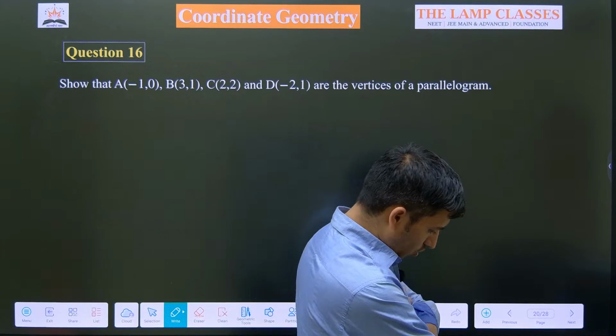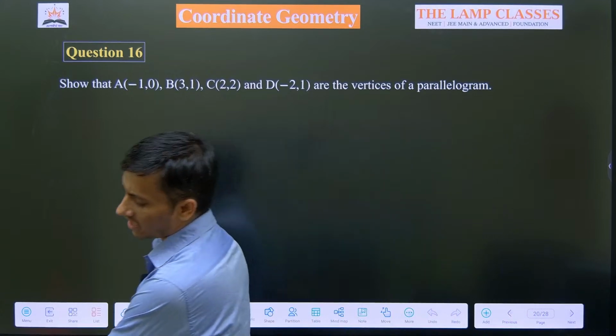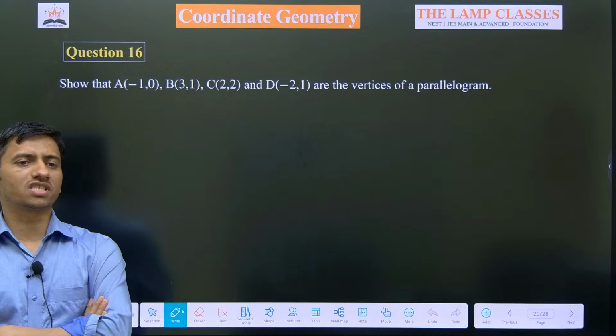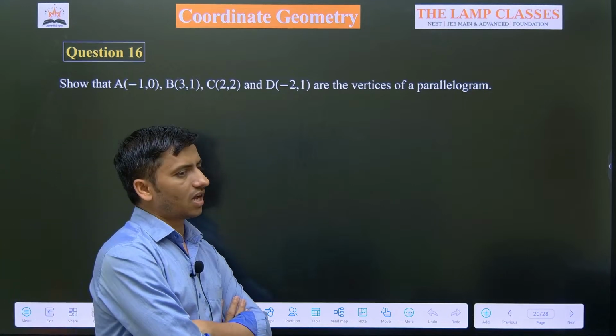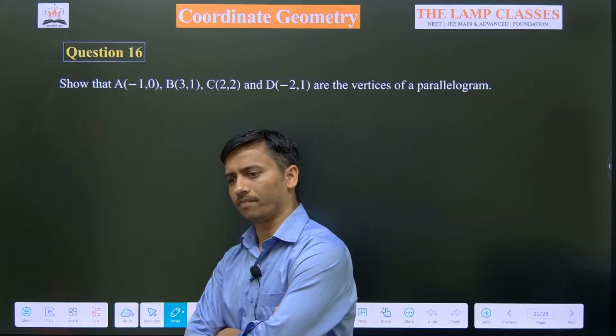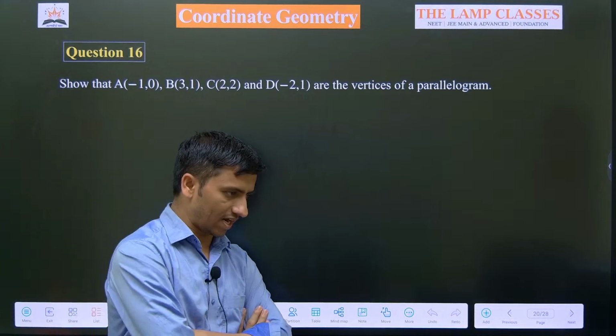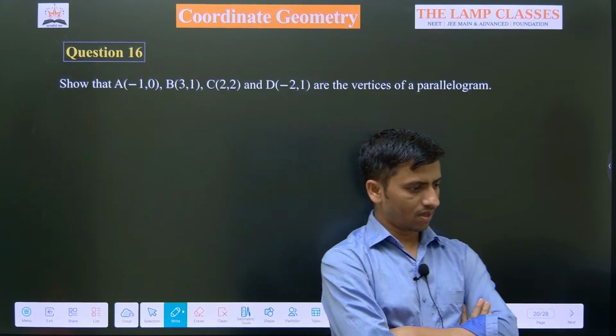Correct, na? So what you do, you find all the side lengths, na? AB, BC, CD and AD. If opposite sides are equal in length, that means it must be a parallelogram, because that is also one of the definition of the parallelogram. So calculate all the 4 side lengths using distance formula.